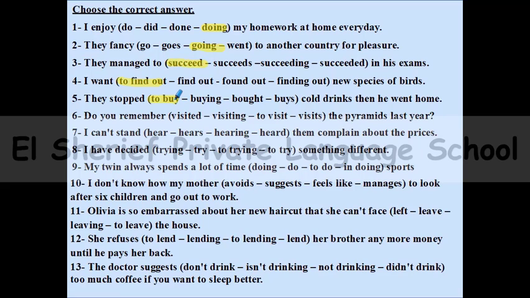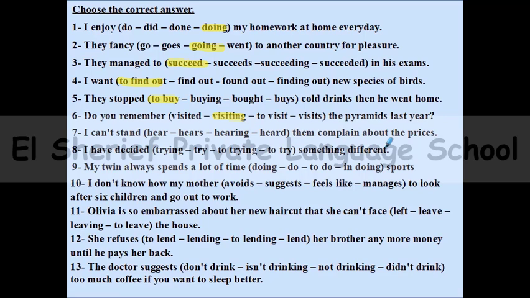Number 6, do you remember blank the pyramids last year? Ask yourself here, the verb remember, we used the verb remember to remember an action that already happened or not. So here that means that the action of visiting the pyramids happened last year. So this is an action that already happened. So here remember will be followed by ing.